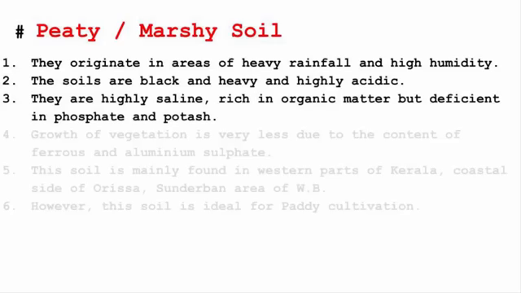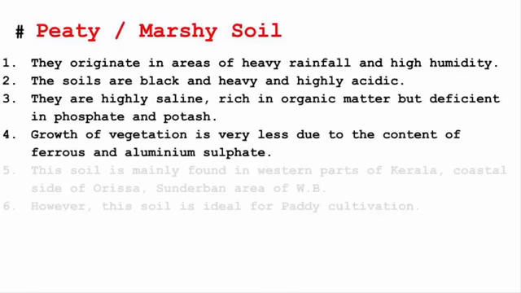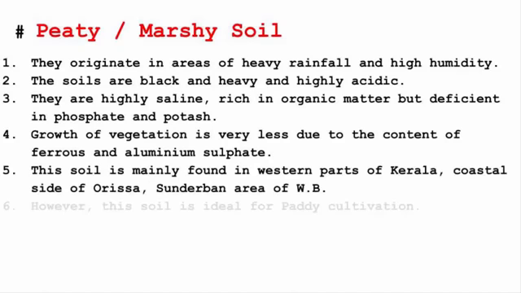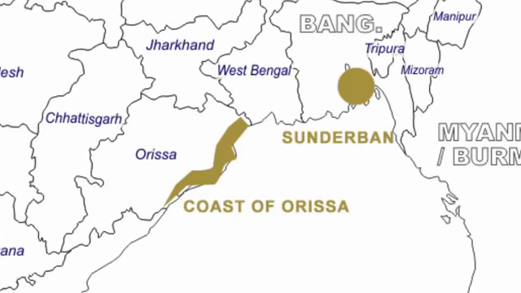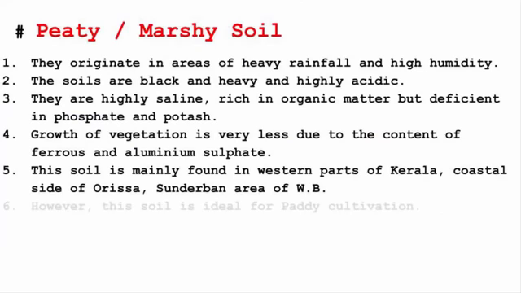They're highly saline, rich in organic matter but deficient in phosphate and potash. By saline we mean it has to be near a big sea because sea water has high salinity. Due to the content of ferrous and aluminium sulfate, the growth of vegetation is very less. This soil is mainly found in western parts of Kerala, coastal side of Odisha, Sundarban area of West Bengal. Again, these all areas are next to Bay of Bengal or Arabian Sea. So the salinity feature does apply over here. Finally, this soil is ideal for paddy cultivation.